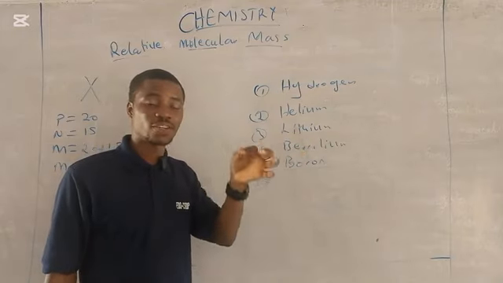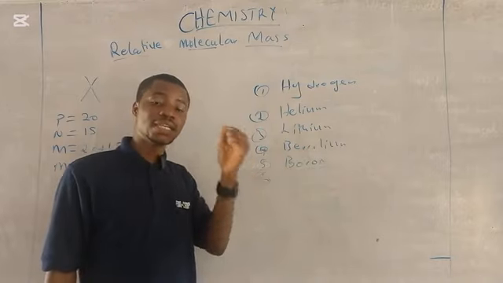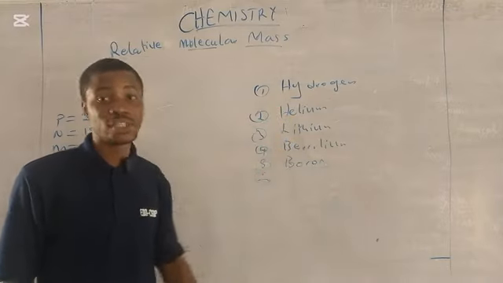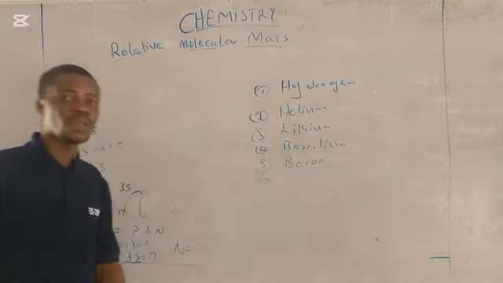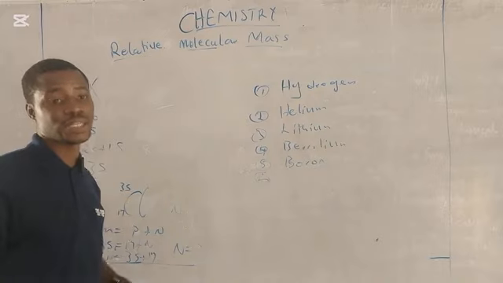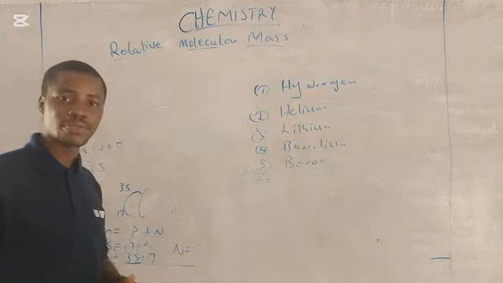You can download the relative atomic mass of the first 20 elements. You would have them there. You will see everything listed for you. It's in your textbook. If you have New School Chemistry, and in fact any chemistry textbook, you will always see the relative atomic mass of elements. They are there. All elements have their relative atomic mass.